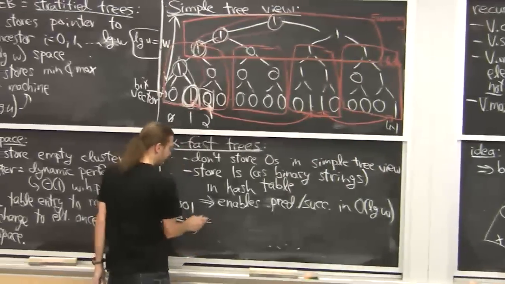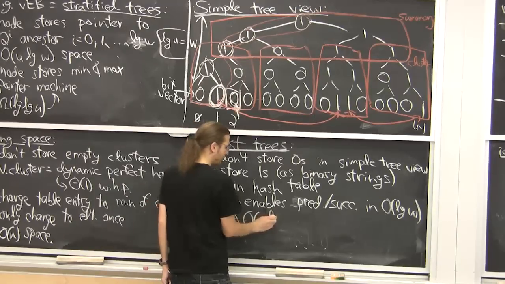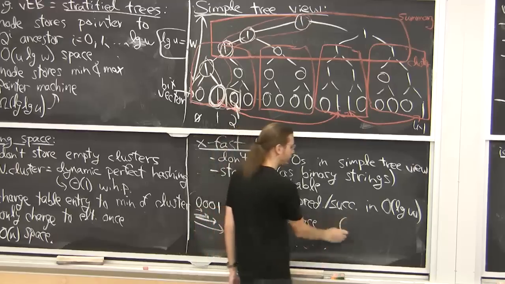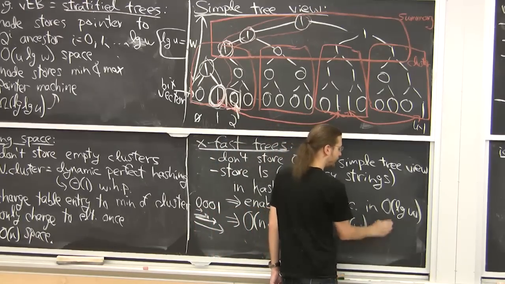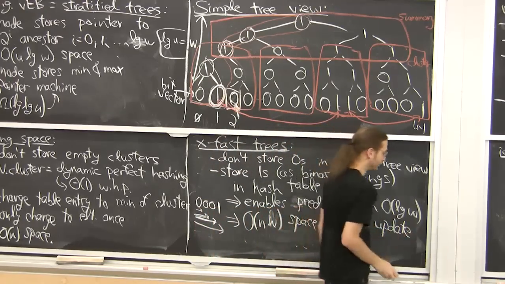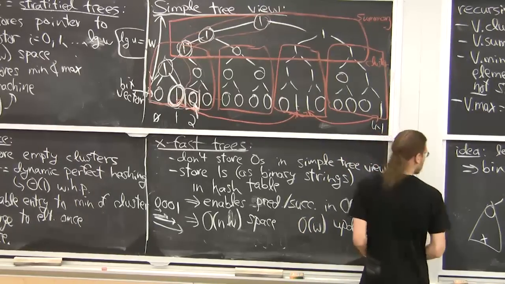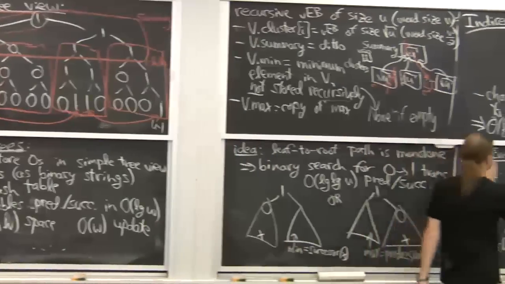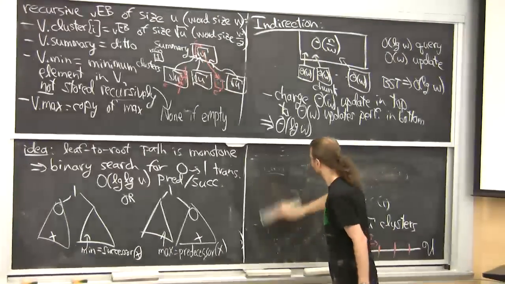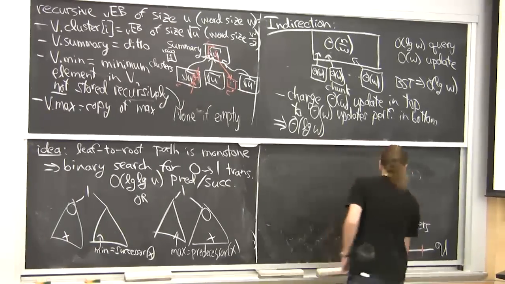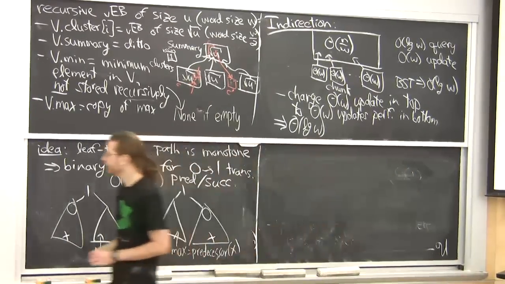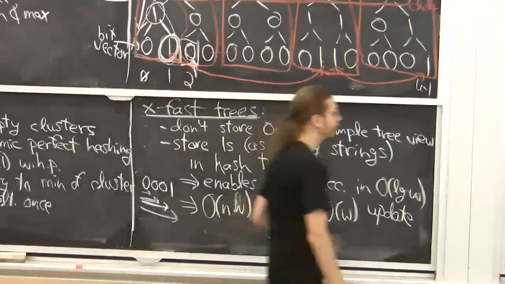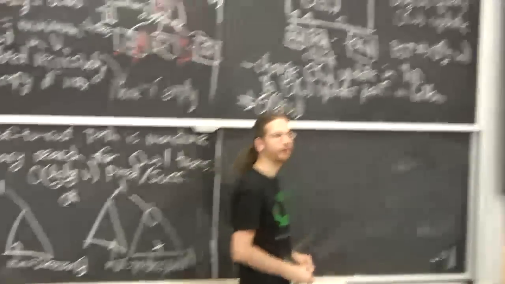This is not perfect, however, in that it uses n W space, and also updates are slow. It's order W updates. But we're almost there, because we have fast queries, slow updates, not optimal space. Take this, add indirection. Done.